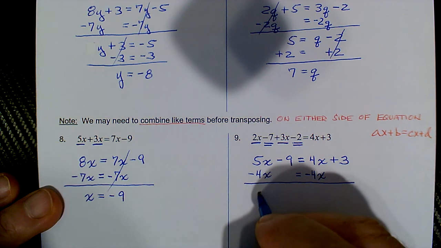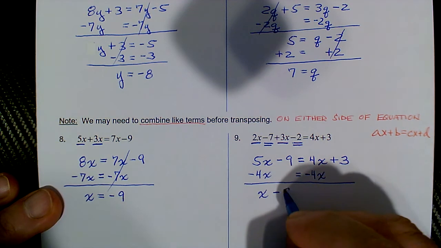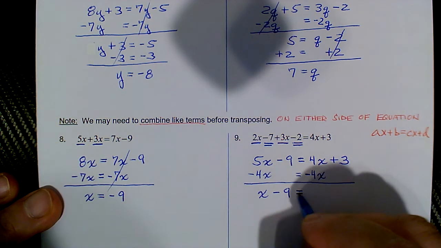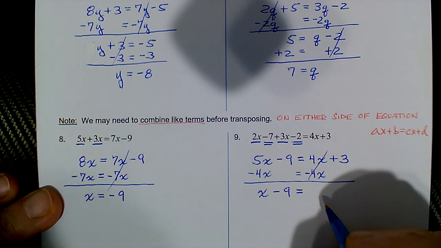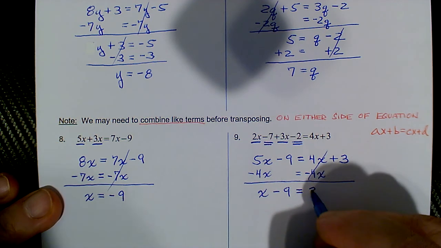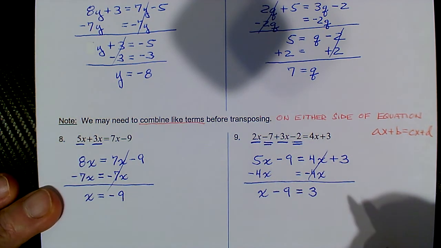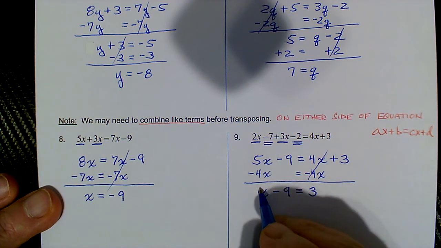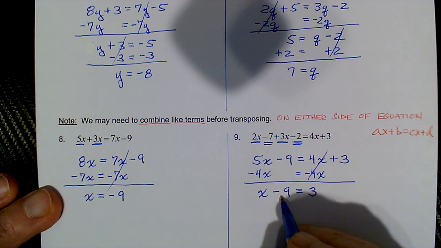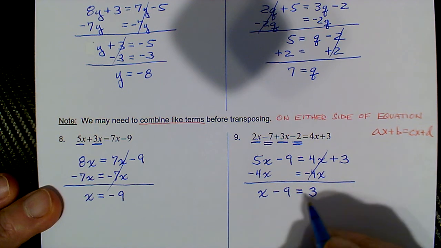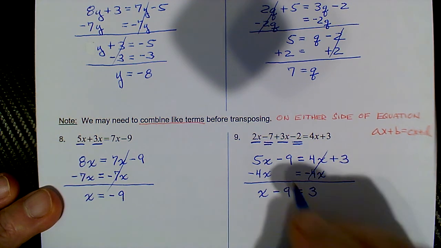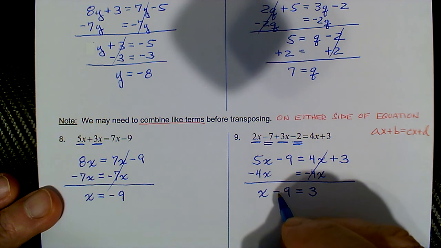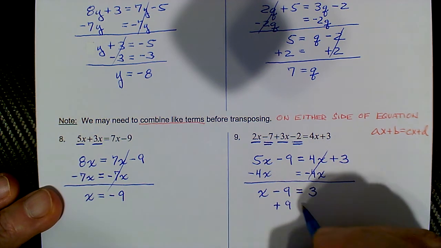5x minus 4x is 1x, or just simply x. We bring down the negative 9, line up the equals. The 4x's vanish, and it's equal to 3. And we want to bring the 3 down right next to the equals. So now that we've isolated the x, we have the x on the one side, we get the numbers on the other side. So we're going to add the opposite, zero out this negative 9 by adding 9.